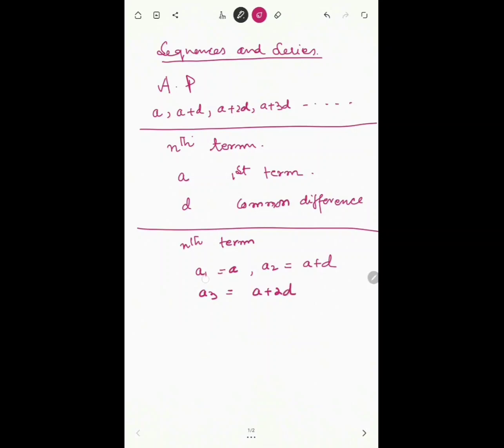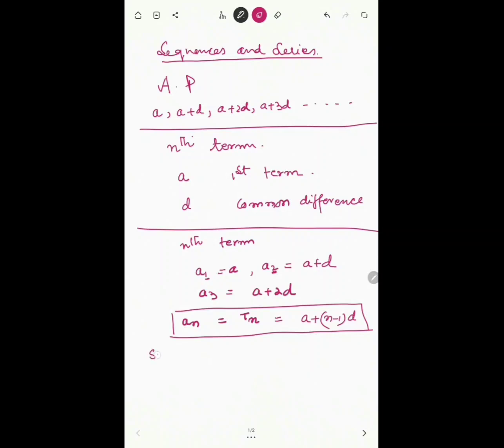So when it is 1, D is 0, right? A2, when it is 2, this is 1D. A3, third term, D is 2D. So what will be nth term? An, or we denote this also as Tn, is A plus n minus 1 into D. Okay. This is quickly we are recalling because we have done in class 10.